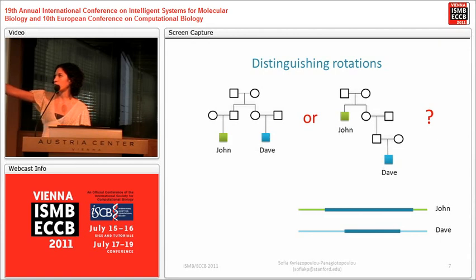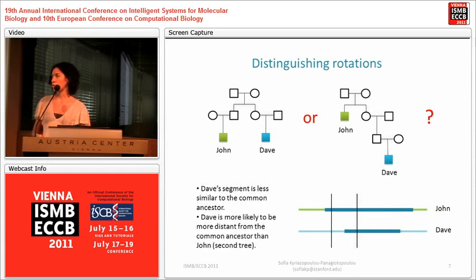Let's consider the same toy example I showed before and assume that these pairs of blocks here are a pair of homologous haplotypes of the two individuals, John and Dave, and the bolder segments are segments inherited from a common ancestor. Of course, in practice, we cannot really observe that, but what we can infer is that the region between the vertical bars here is IBD between the two individuals, while the surrounding area is not.